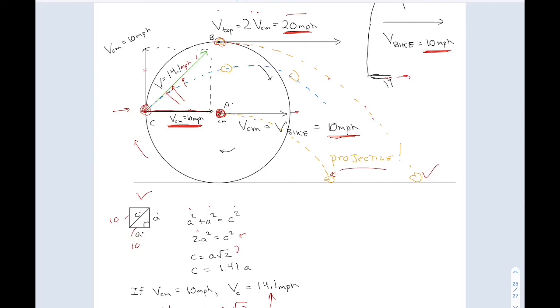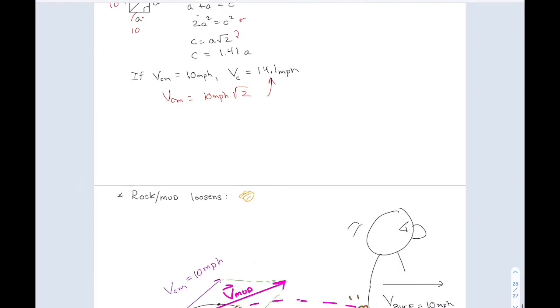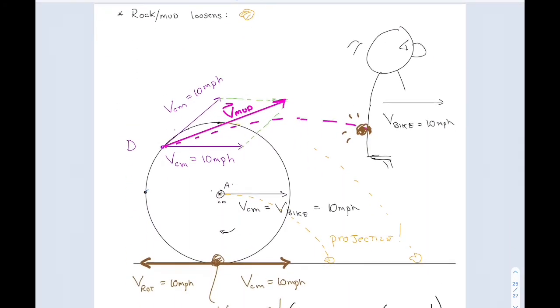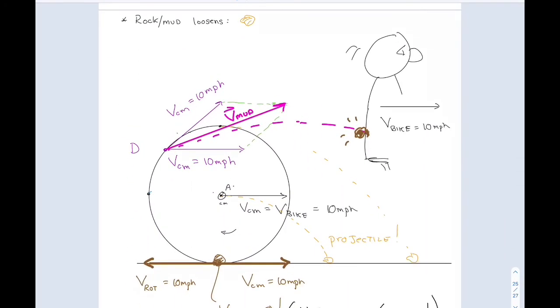Okay, and then it would look like a projectile. It would follow this blue path, and eventually hit the ground somewhere over there. All right. Now, what if that chunk of mud, we did it at all different places. Let's say it came off right there, at point D.